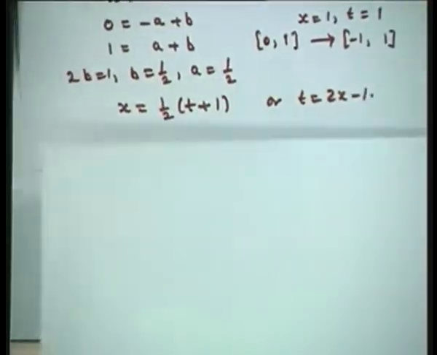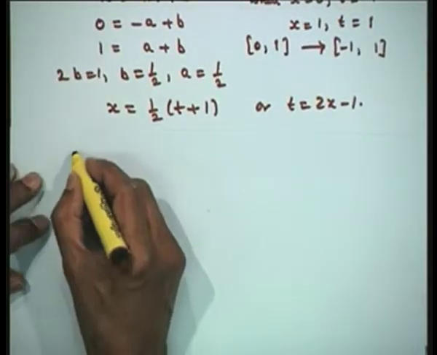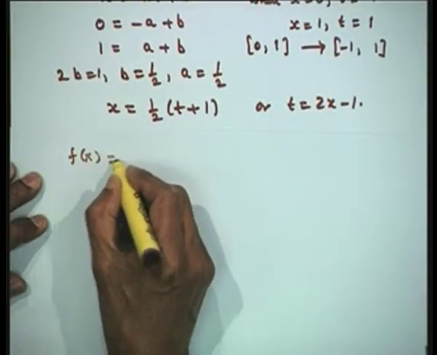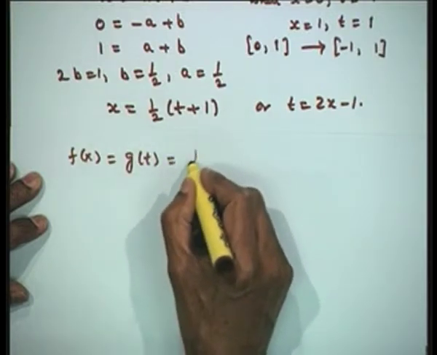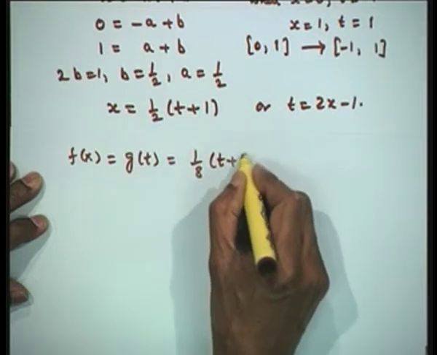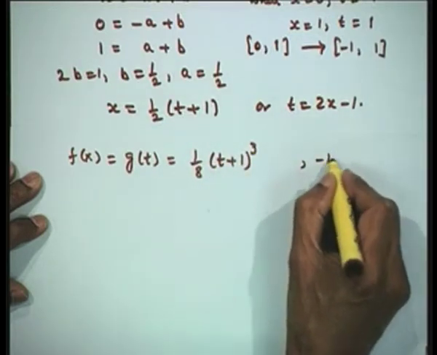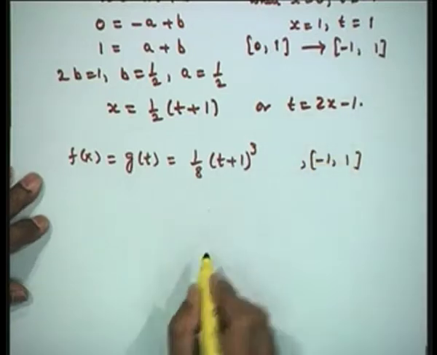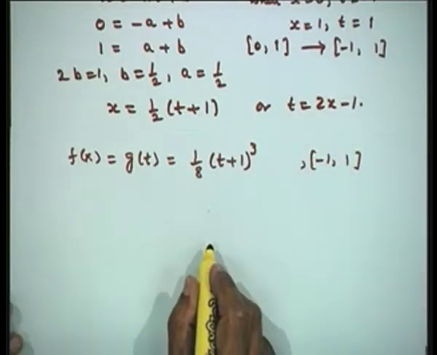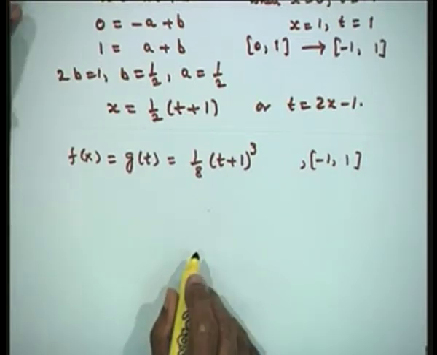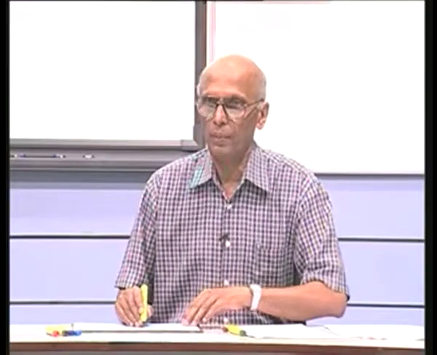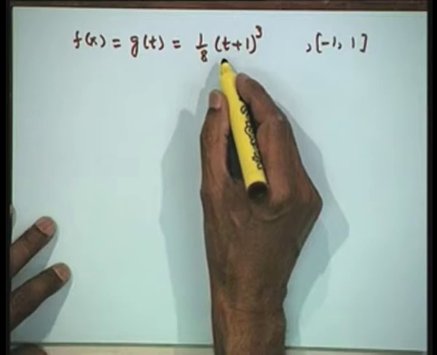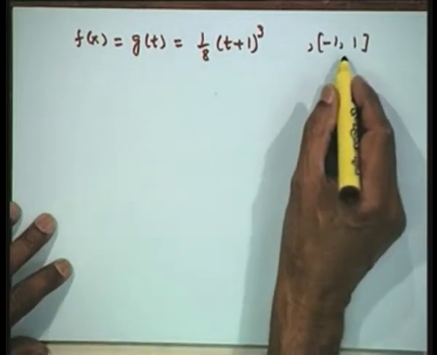Therefore, from here we can write down our function given to us. The function f(x), let us call it g(t), is equal to x cubed, that is 1 by 8 of (t plus 1) whole cubed, and now the interval for t is minus 1 to 1. Now, the least square approximation shall be written in terms of Legendre polynomials in the variable t, because we want the approximation over this interval.